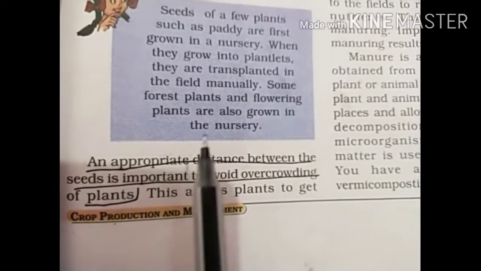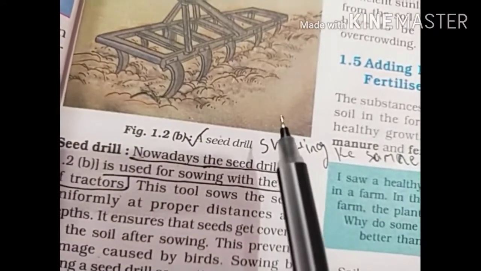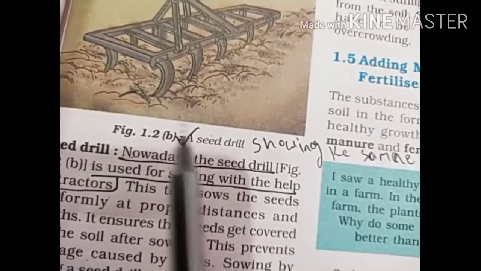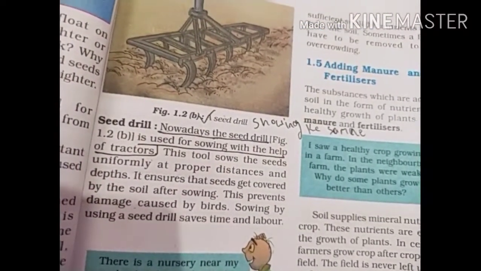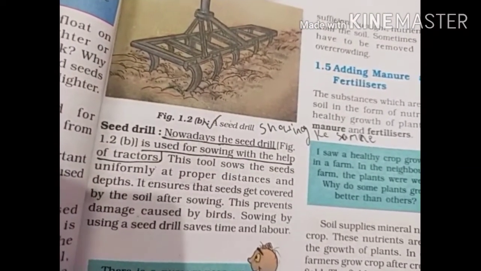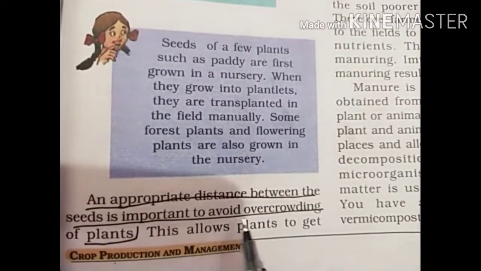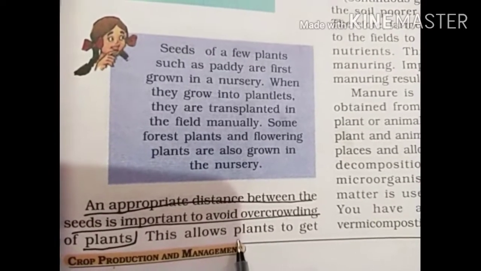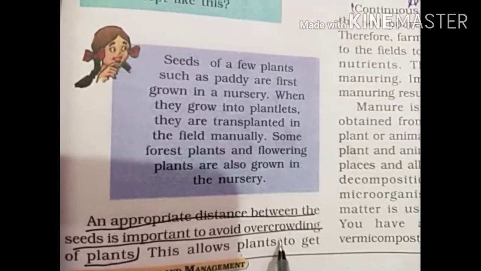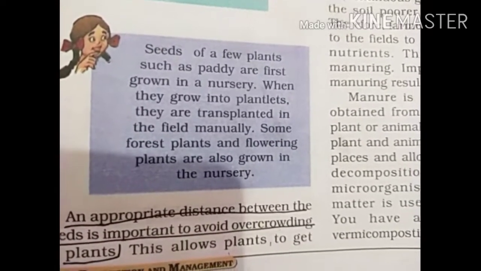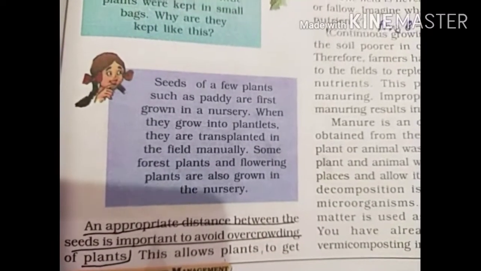Children, an appropriate distance between the seeds is important to avoid overcrowding of plants. Here the seeds are sown by machinery, the seed drill, but when it is done manually by the farmers, sometimes the plants become very near to each other and overcrowding of plants will be there. But when it is done by the seed drill, the overcrowding of plants will not be there.